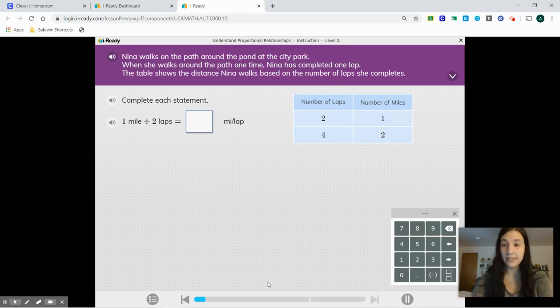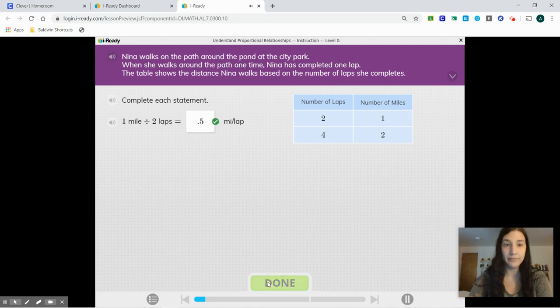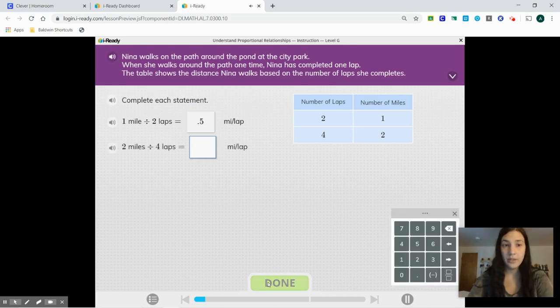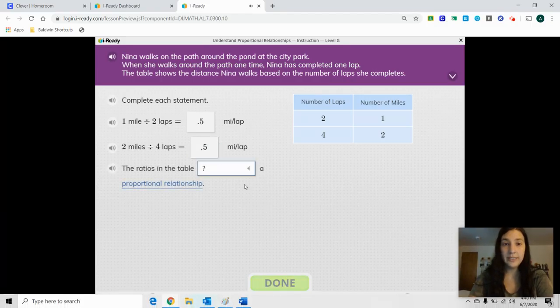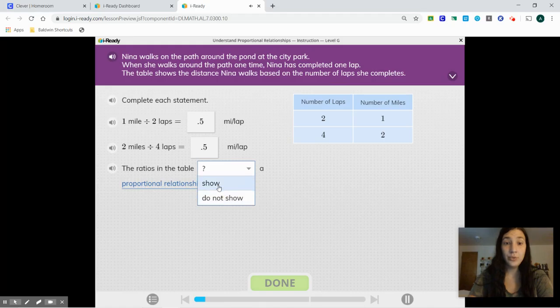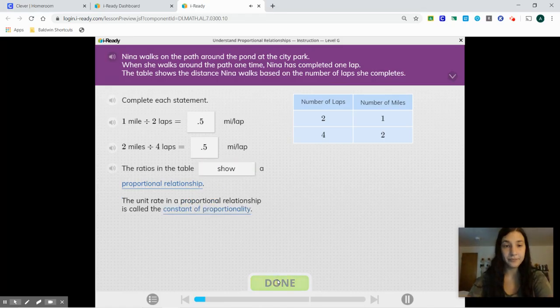So we're going to write that as a decimal, which is going to be 0.5. Same thing here, 2 divided by 4 will give us 0.5. And the ratios in the table do show a proportional relationship because we get the same unit rate. The unit rate in a proportional relationship is called the constant of proportionality. So remember, the constant of proportionality is the length of 1 lap. It's just going to be a big fancy word for unit rate.